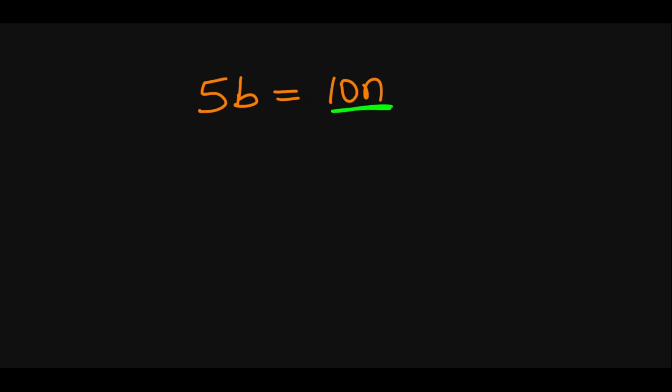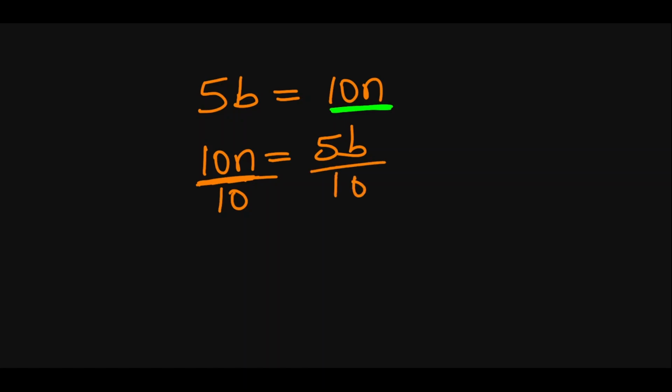If you are asked to make n the subject of the formula, again, let us mirror the equation. Let us rewrite it to be 10n is equal to 5b, so that we are writing from left to right. Since it is n we want to make the subject of the formula, the only thing attached to n is 10, and 10 is multiplying it. So to get rid of the 10, we just divide by 10. And if we are dividing by 10 on this side, we have to divide by 10 on the other side.